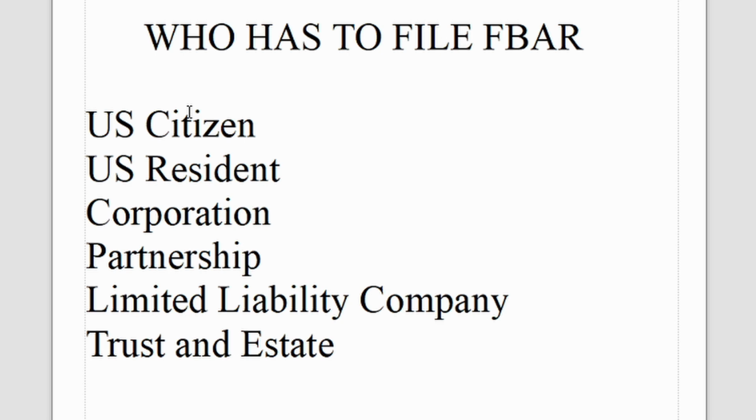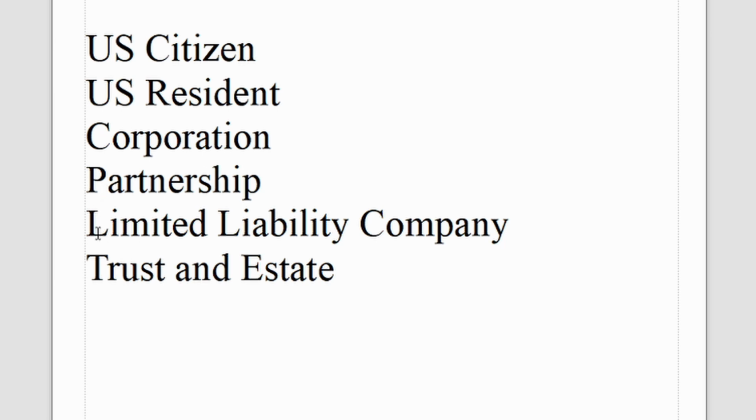I see questions of people saying, well, I didn't make any trades, or I didn't make any interest in these accounts, or I didn't have any income this year. That has nothing to do with it. All they care about is the total balance in all your foreign accounts. So here is who is required to file FBAR: US citizens, US residents, corporations, partnerships, LLCs, trusts, and estates.